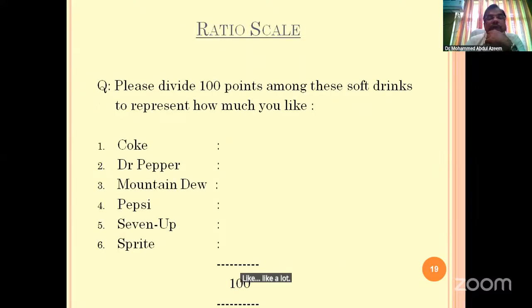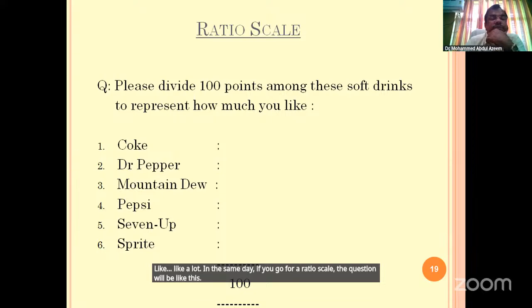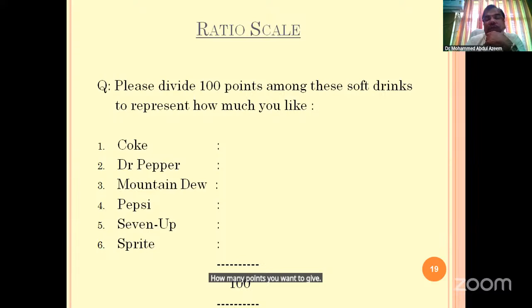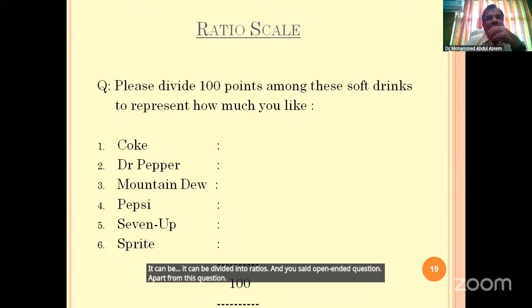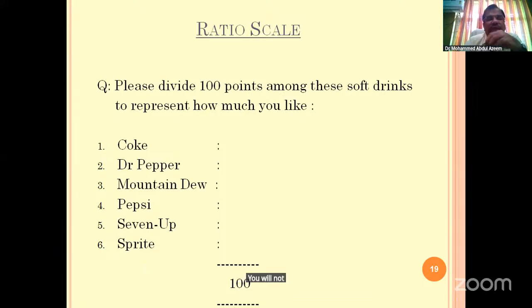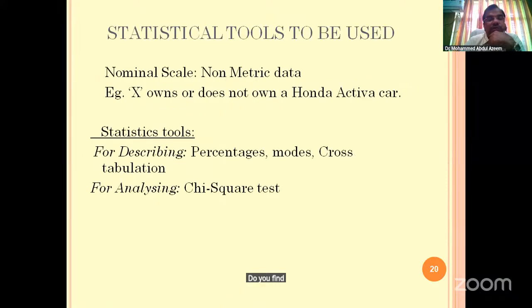In the same way, if you go for a ratio scale, the question will be like this. How many points you want to give to Coke? Total will be 100, so that it can be divided into ratios. And you said open-ended question. Apart from this question, you will not find any other type of question. Is it not? Do you find any other type of question?